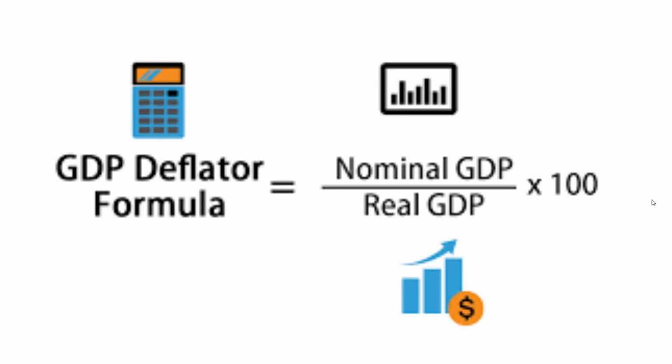So, what is GDP deflator and how do you find it? Well, GDP deflator kind of just displays the price level changes in inflation in an economy. And to find it, we would do nominal GDP over real GDP times 100.